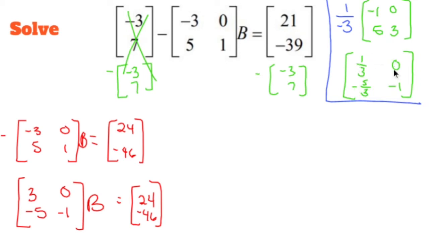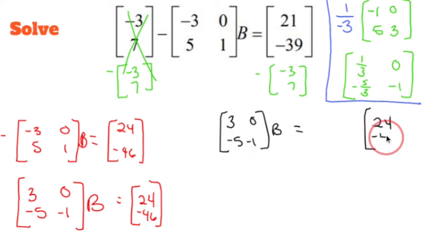So we take this guy, which is the inverse of this guy right here, and we multiply it to both sides. What that's going to look like, if I rewrite this one out, I'm worried that I don't have enough space, but I think I'll be okay. If I rewrite out 3, 0, negative 5, negative 1, B equals, leave myself some space, 24, negative 46. I have to multiply them both on the left side. I can't just go back and forth.